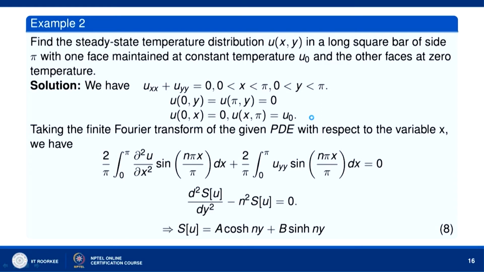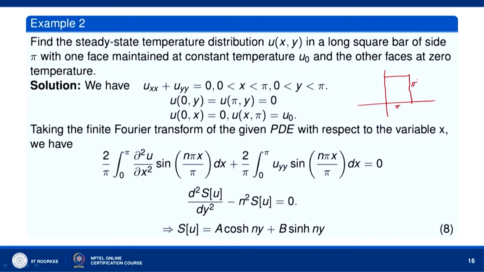Now, let us look at one more problem. Find the steady state temperature distribution u(x,y) in a long square bar of side pi. So we have a long square bar of side pi.